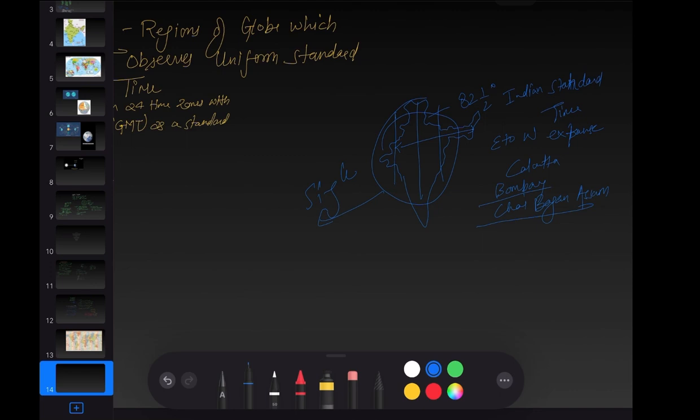For example, the stock market opens at 9:15. If we had different time zones, then in the eastern states 9:15 would be earlier than here. So we would face difficulties. For our convenience, we have adopted a single time zone, that is 82.5 degrees.